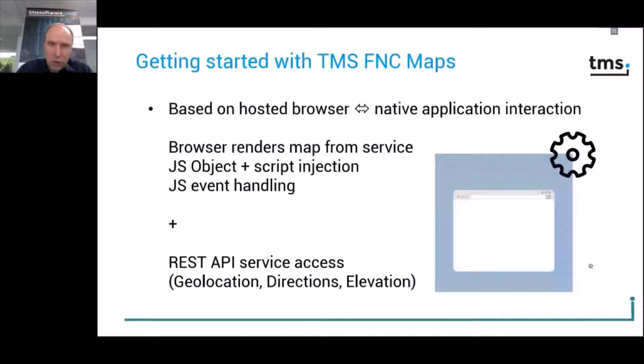There is also the non-visual part, which is most typically offered through REST API services. We are talking here about geolocation, reverse geolocation, directions, elevation, etc. And here we are offering non-visual components that you can simply use by calling methods, and these will return the responses delivered by the different mapping services.